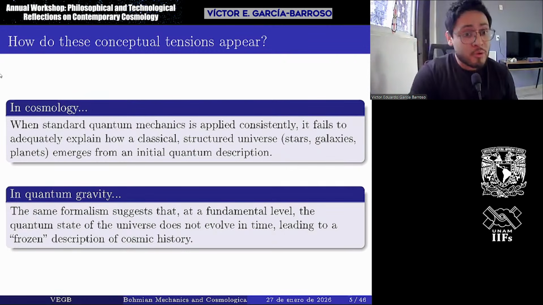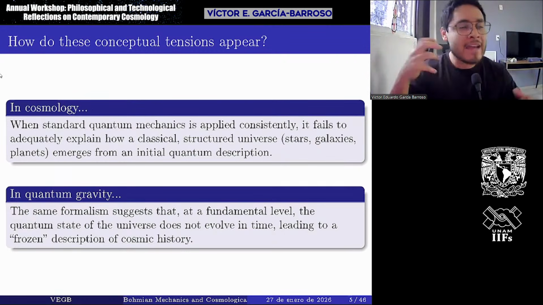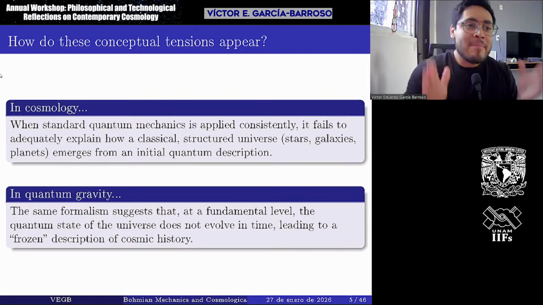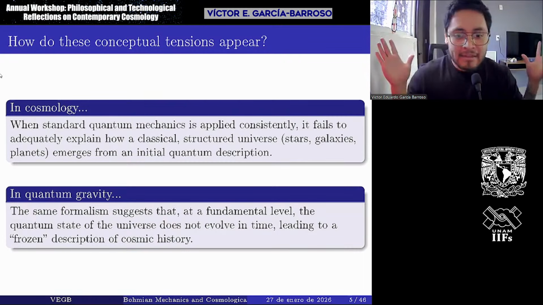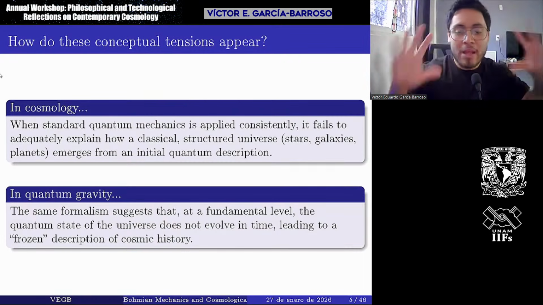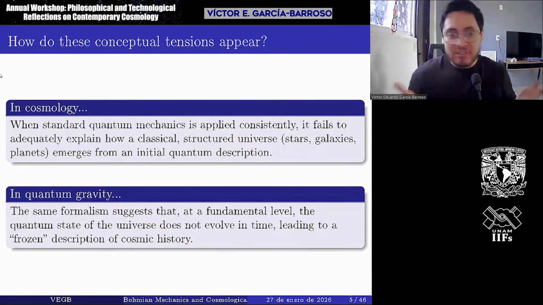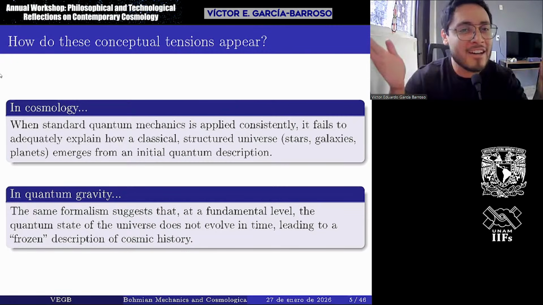And second, in quantum gravity, well, when we apply the quantum rules to the canonical formulation of GR, general relativity, the math implies that the universe is static. It says that the quantum state doesn't change. And we end up with a frozen story, which clearly contradicts our experience of time.